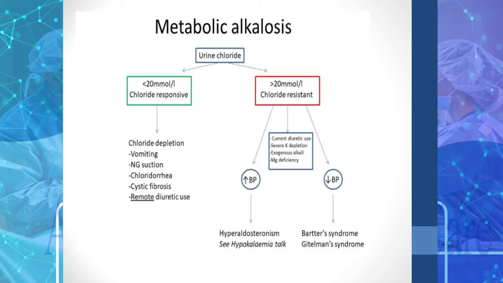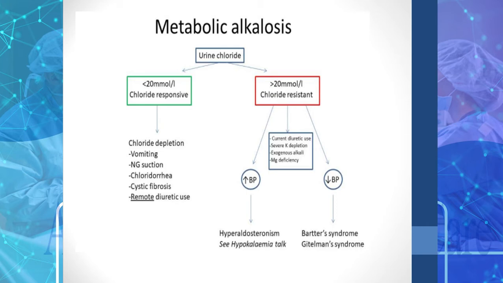Okay, if the urine chloride is more than 20 millimole, this is chloride resistant. And here, this occurs with current diuretic use or in severe potassium depletion or in exogenous alkali, like these people taking antacids all the time. Also occurs with magnesium deficiency.